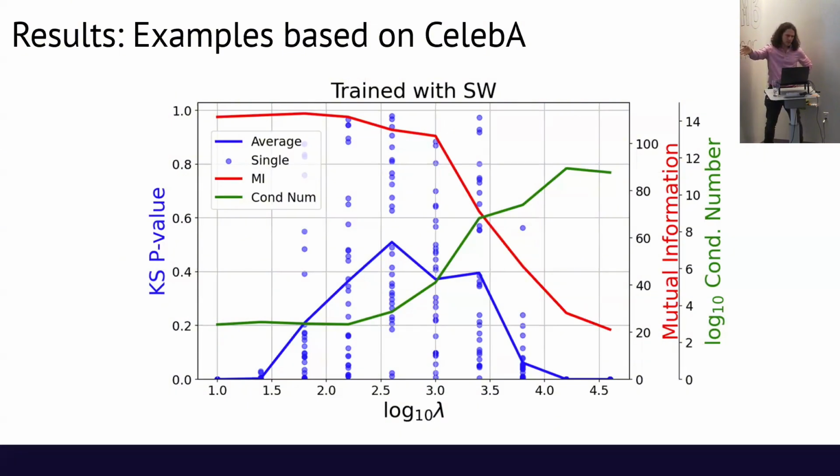You would typically do this on a validation set, of course, not on the test set. So you do this on a validation set, tuning your lambda based off of some trade-off between uniformity of the KS values, which would indicate better generation, and mutual information, which would indicate better reconstruction.